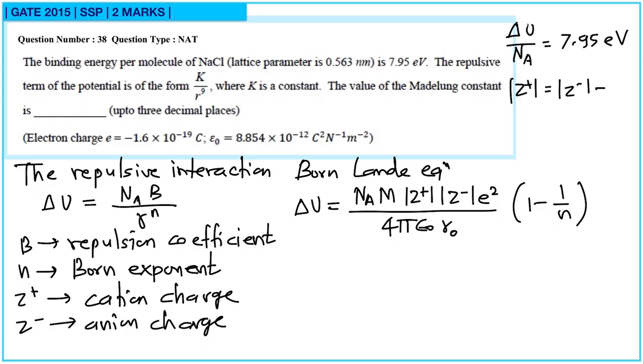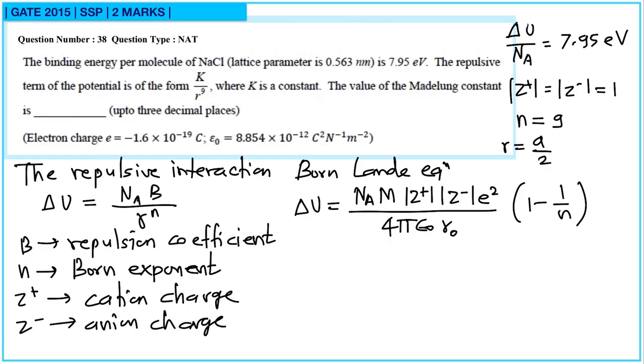Z minus is equal to 1. M is the Madelung constant that we have to calculate. n is the Born exponent, and that is k upon r raised to 9, so n is equal to 9. And we need R as well. Now R is the separation between cation and anion, and here the lattice parameter is given. So we choose R is equal to a by 2. That will be the separation between them. So these all values are known to us, we just have to substitute them.